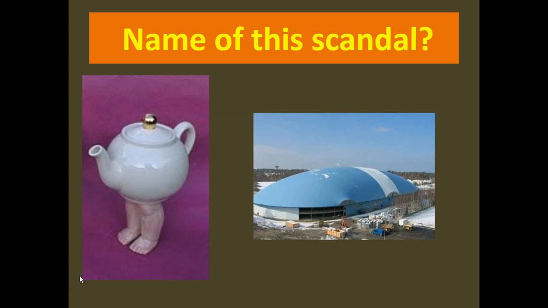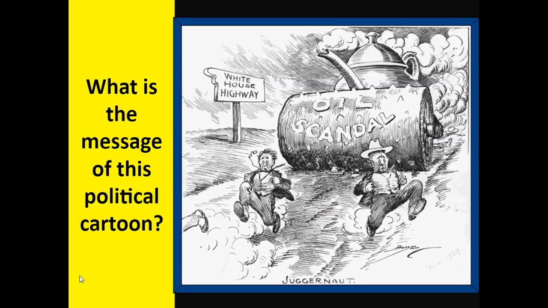He must have got some of the money. He was behind it. He was Albert Fall's boss. He must have known about it. Now, the name of the scandal is called the Teapot Dome scandal, named after the place where they got the oil. Now, this political cartoon is basically saying the Teapot Dome is coming for the White House.